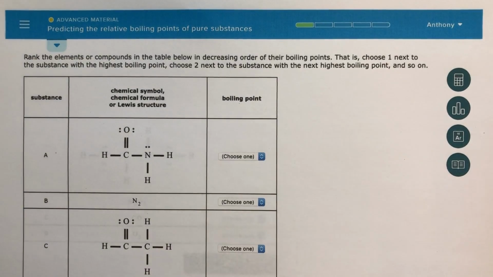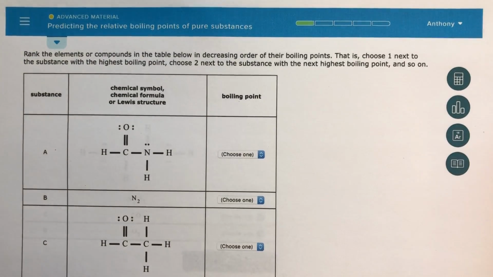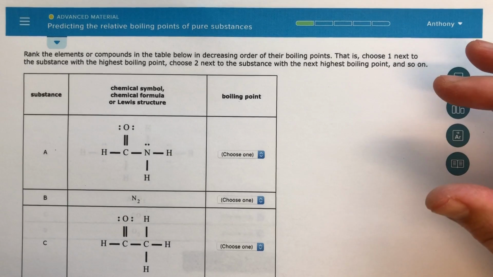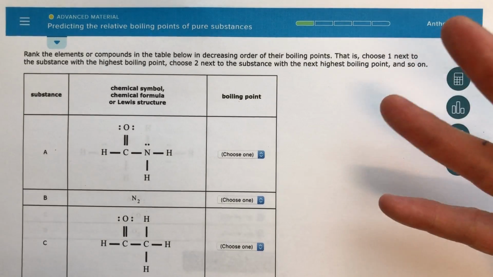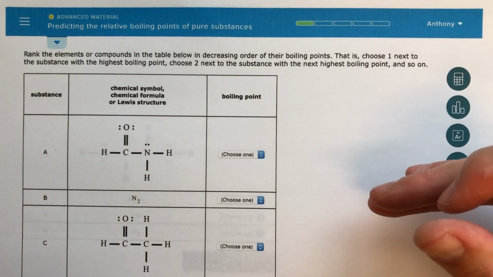All right, so welcome back. This is an ALEKS topic that's called predicting the relative boiling points of pure substances. This is a really good ALEKS topic. The point of this topic is really to talk about intermolecular forces. So you might not get that, right, from looking at this problem.